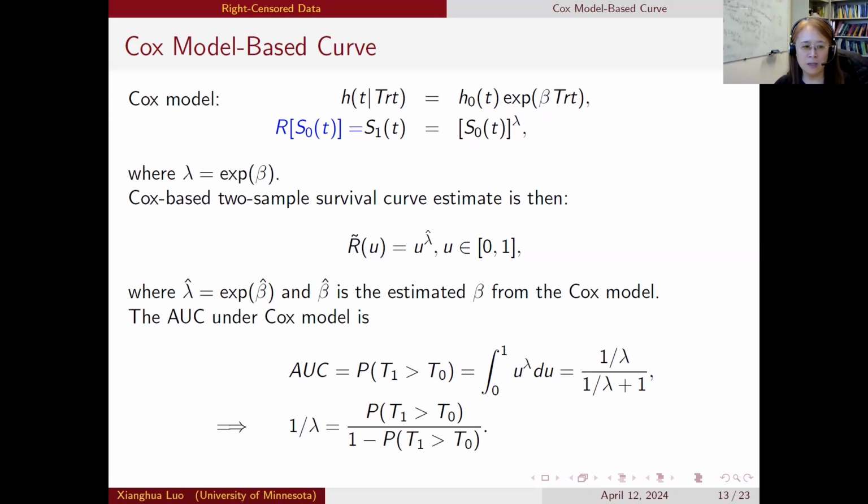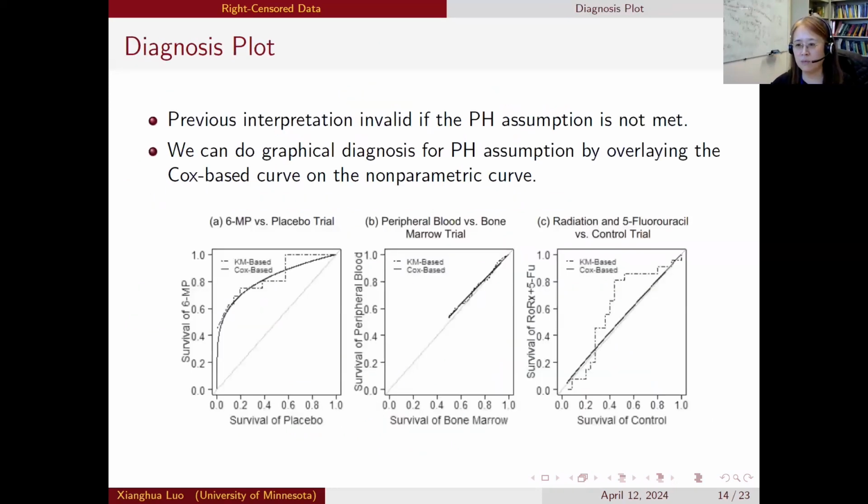But these all depend on the Cox model assumption, the proportional hazards assumption. And those nice interpretations will go away if the proportional hazard assumption is not met. So a natural question would be, how to use the proposed graphical method for model diagnosis purposes? A quick way is just to overlay the Cox model-based curve on the nonparametric two-sample curve.